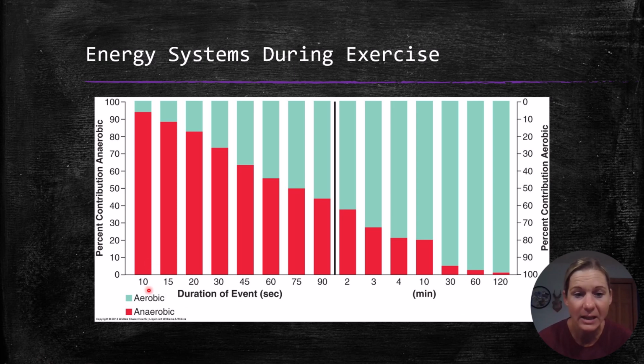So if the duration is 10 seconds, about 90% of the energy is coming from anaerobic and about 10% coming from aerobic. Okay, if I'm going to go 90 seconds, you're about 50-50. So I'm about 50% anaerobic and 50% aerobic. As I increase to minutes in my duration, by the time I'm at 10 minutes, I'm about 20 to 30% anaerobic and 70 to 80% aerobic in nature. So again, this just shows you how we shift our energy system needs based on the duration of the exercise.